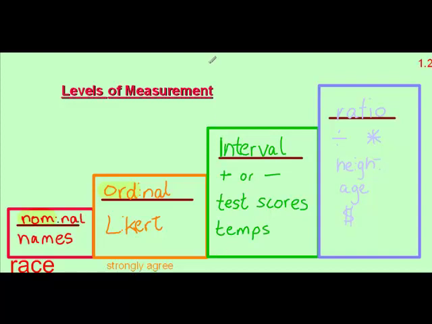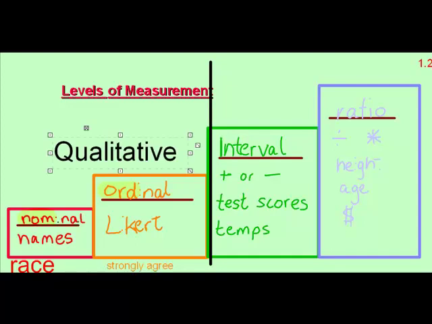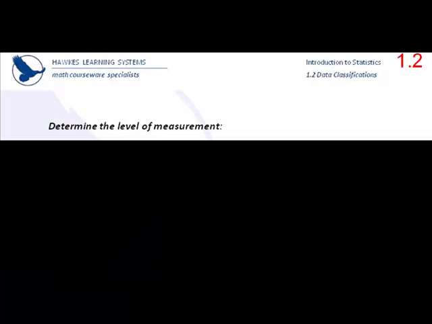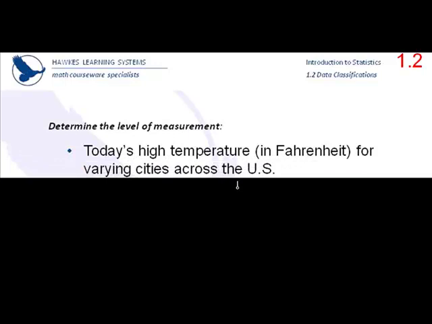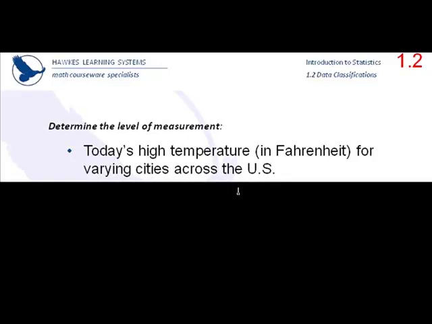There is a natural break between the two, with the first two being considered qualitative and the last two quantitative. It's time for you to try again. Determine the level of measurement. Today's high temperature in Fahrenheit for varying cities across the U.S. These are numbers, so it's quantitative. You can add and subtract them, so it could be interval, could it be ratio? If it's 0 degrees one day and 2 degrees another, is it twice as hot? No, not ratio. Interval.